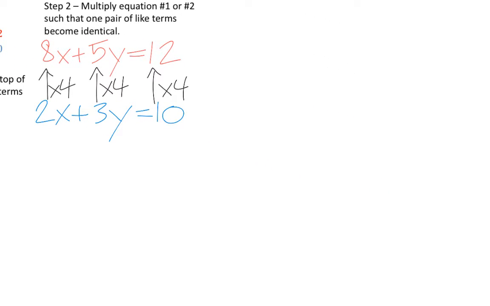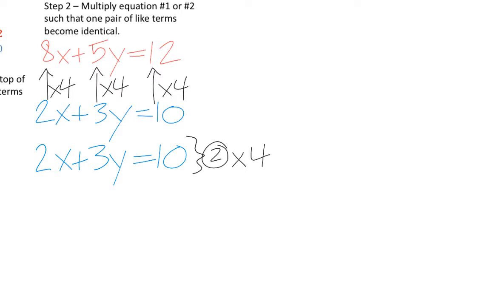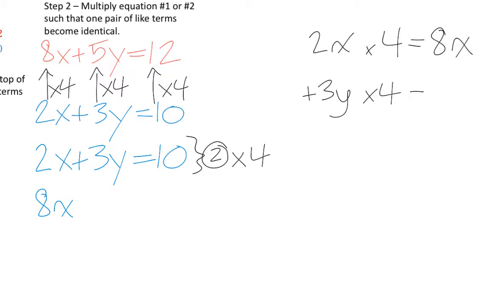Let's rewrite equation 2, which is 2x plus 3y equals 10. The note I'm going to write is this. Equation 2 gets multiplied by 4, which means everything on both sides of the equation gets multiplied by 4. Let's go ahead and do that. I have 2x multiplied by 4, and that is 8x. So I'm going to write that over here, 8x. Now I have positive 3y multiplied by 4, and that becomes 12y.